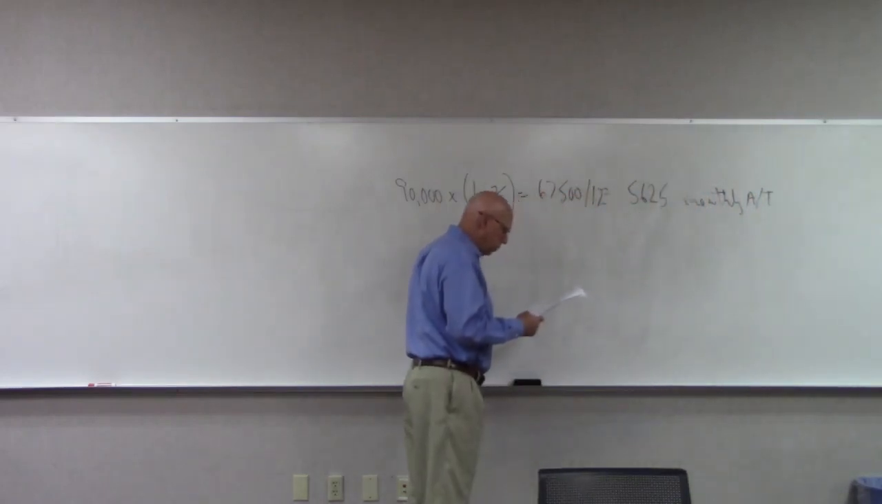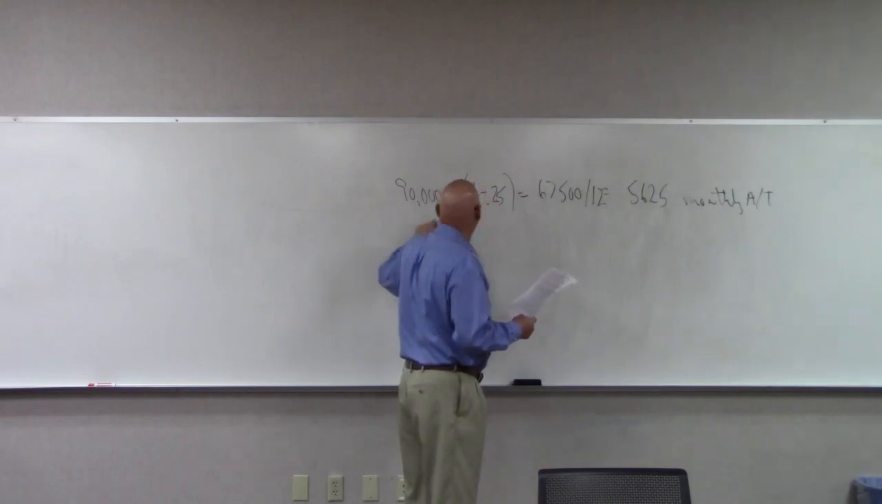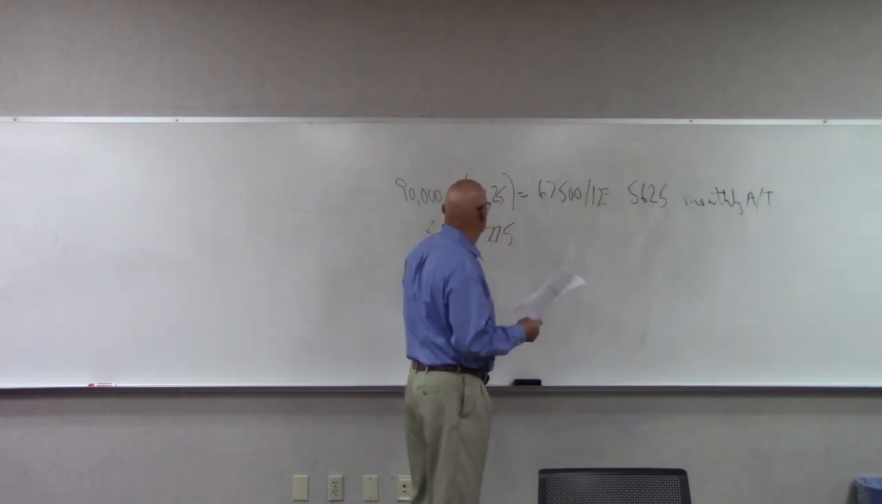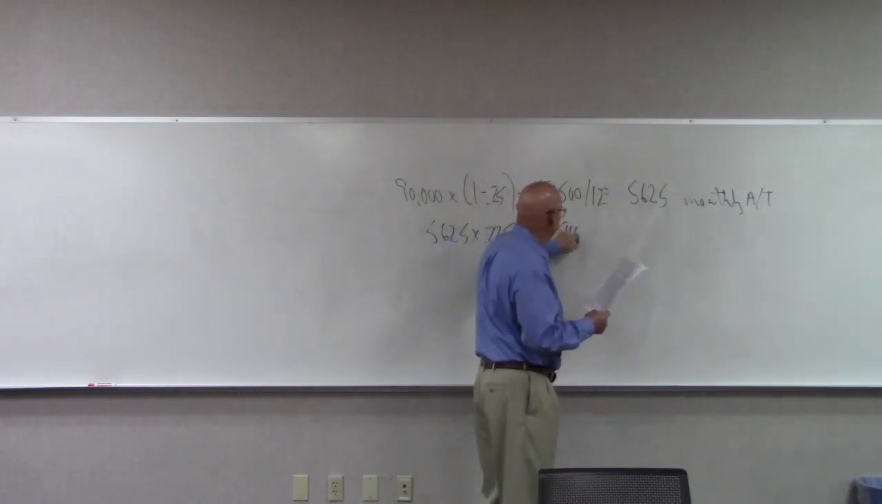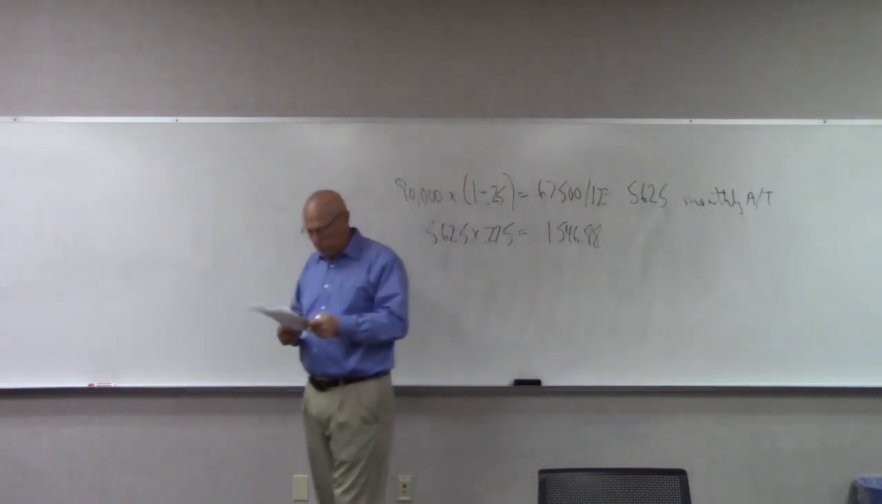All right. So their payment is going to be 5625 times 0.275. And that's 1546.88. Everybody see where that came from?